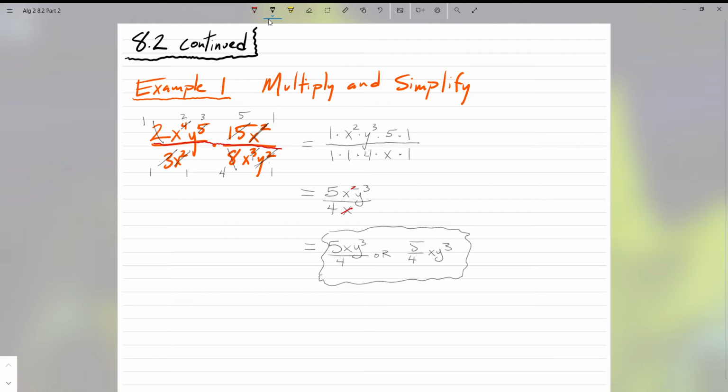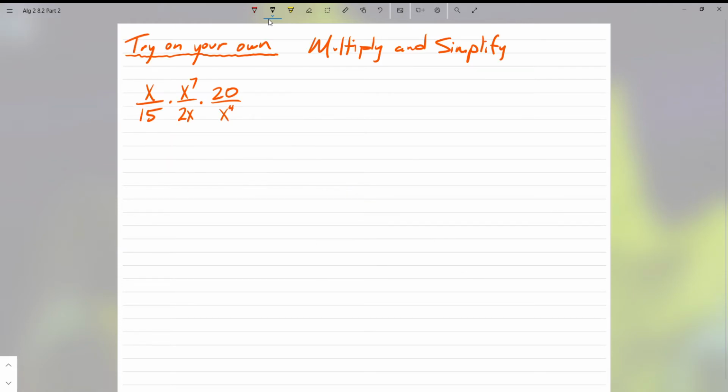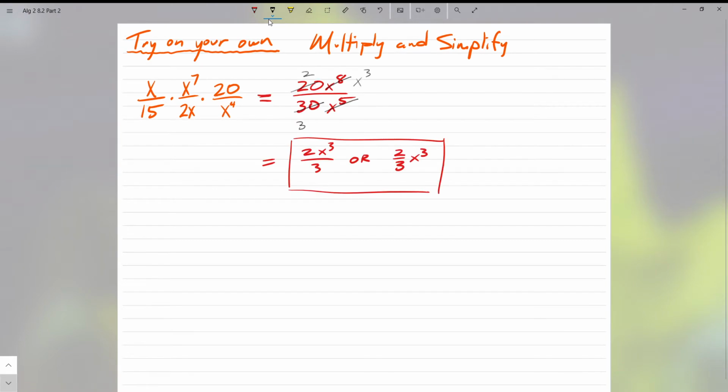So I've got a problem for you guys to try next. So why don't you pause it on this one and then see if you can simplify it down. And if you simplified it down, this is what you should have gotten.